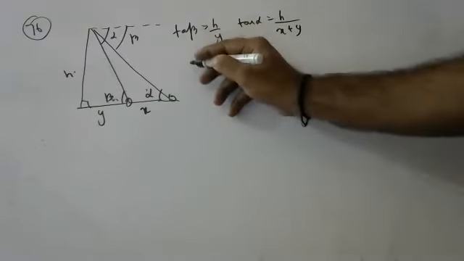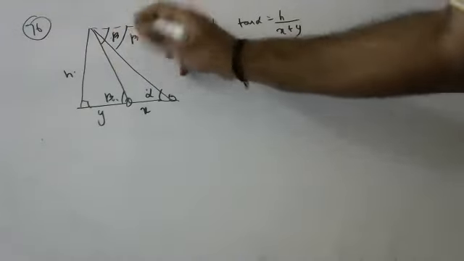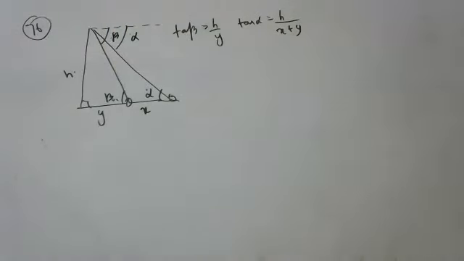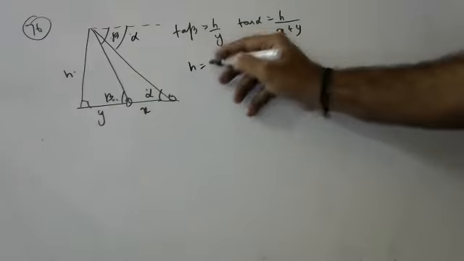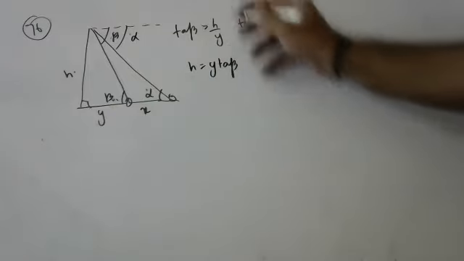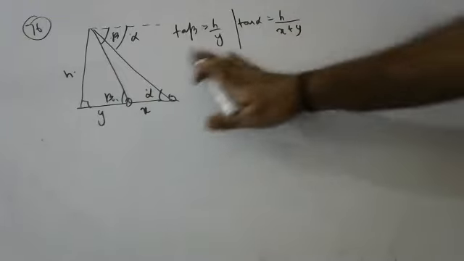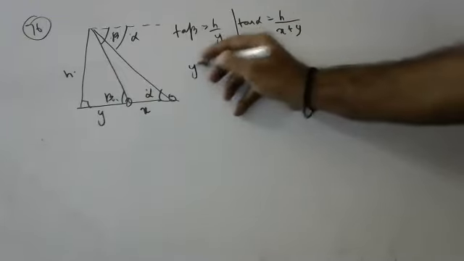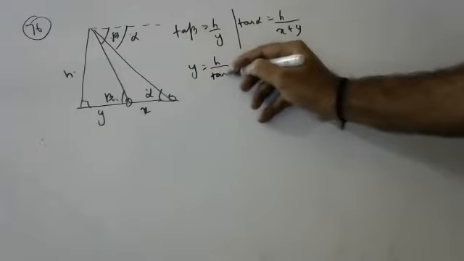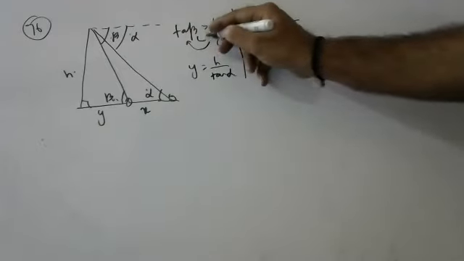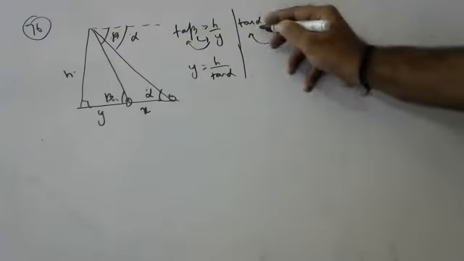Sir, the top angles, won't they change? Yes, the top angles also change. This is beta, this is alpha. Very good. So h is equal to y tan beta, and y is equal to h by tan alpha. This is going up, this is coming down, and here also this is going up, this is coming down.